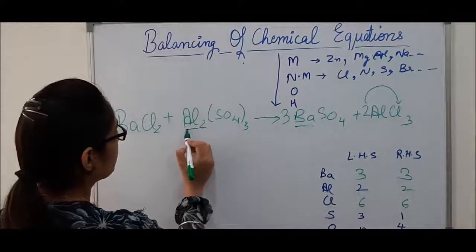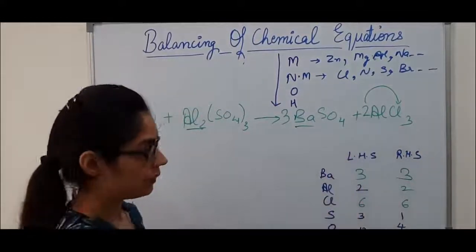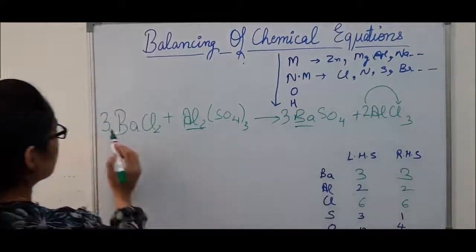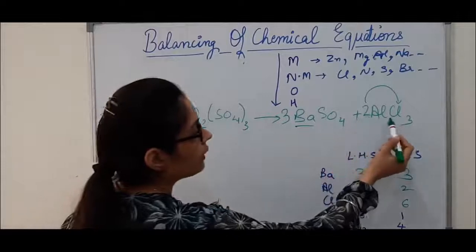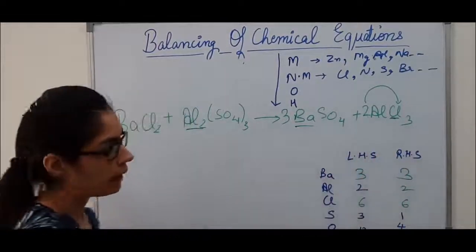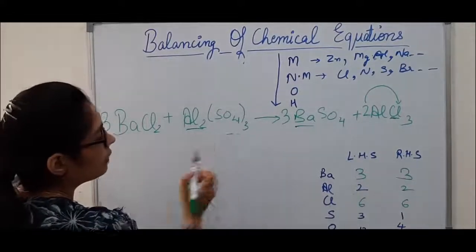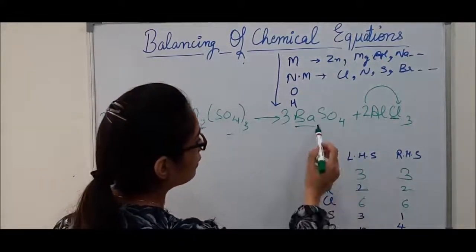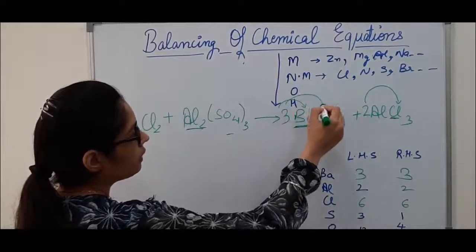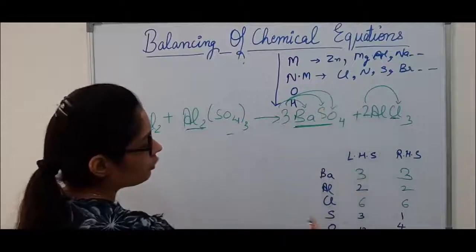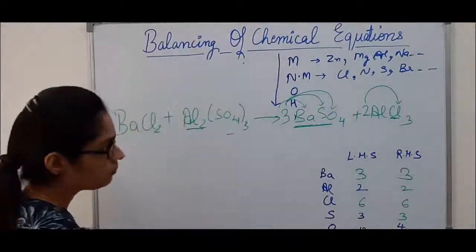Let's check for aluminium. Left hand side I have 2, right hand side also 2 atoms. Chlorine, right hand side 3 into 2 is 6, 2 into 3 is 6. So both the sides are balanced. Now we will check for sulfur. Sulfur, this side it is 3, we have already written, and this side, since we have multiplied this with 3, now this 3 will multiply each element. So which means sulfur we have 3 atoms now.